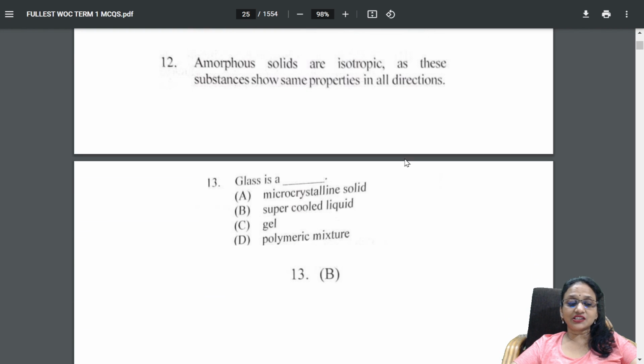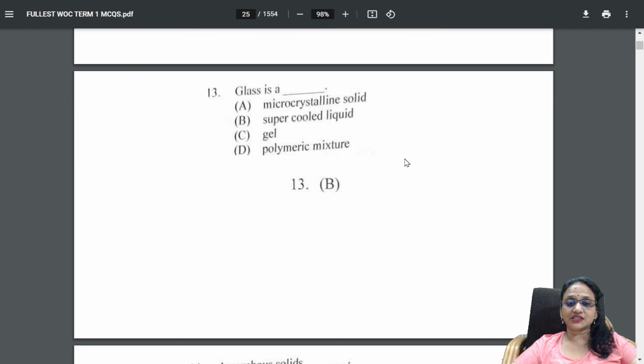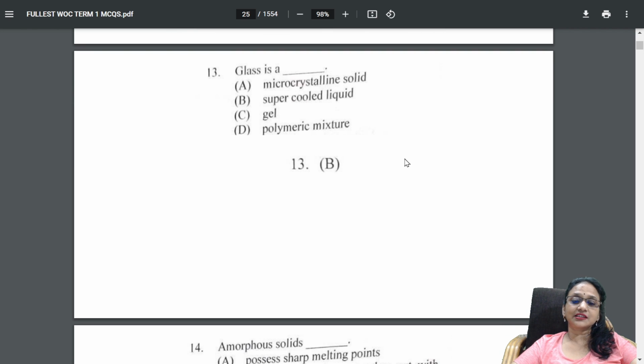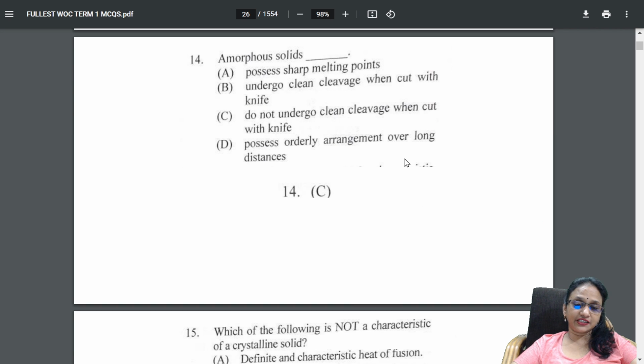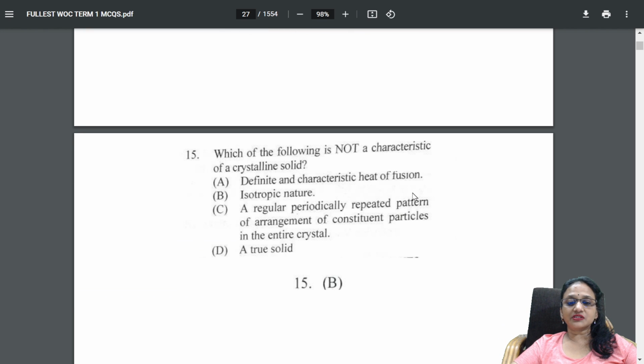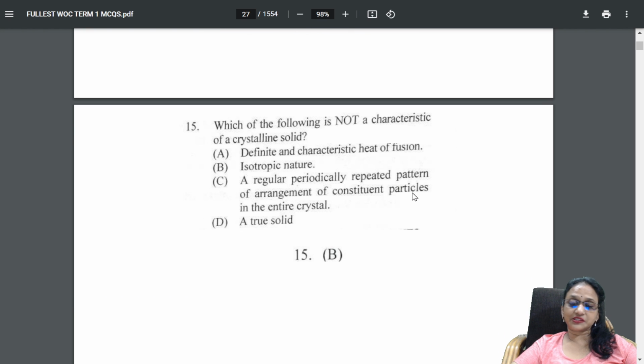So gradually, let us go into the next question. This is again about glass. Then comes your amorphous solid. This is fine. This is one more question about amorphous solids, the same concept asked in different ways. Yes. Then comes crystalline solids.